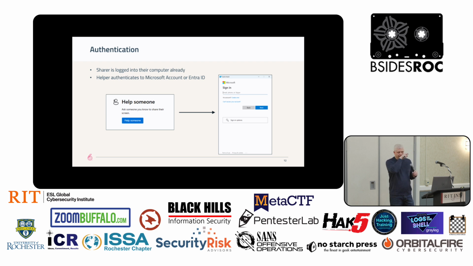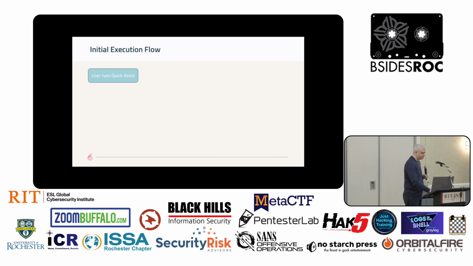So authentication, how does that work? Well, there is a little bit of authentication that does take place. The sharer obviously is already logged into their computer, so they've already authenticated through whatever means is necessary. The helper does have to authenticate to their Microsoft account or Entra ID in order to help somebody. So whenever in QuickAssist you want to help someone, you click that little help someone button, this pops up, and then you have to sign in to Microsoft. Yeah, we're going to circle back to a lot of these. I'm just trying to lay the baseline for right now.